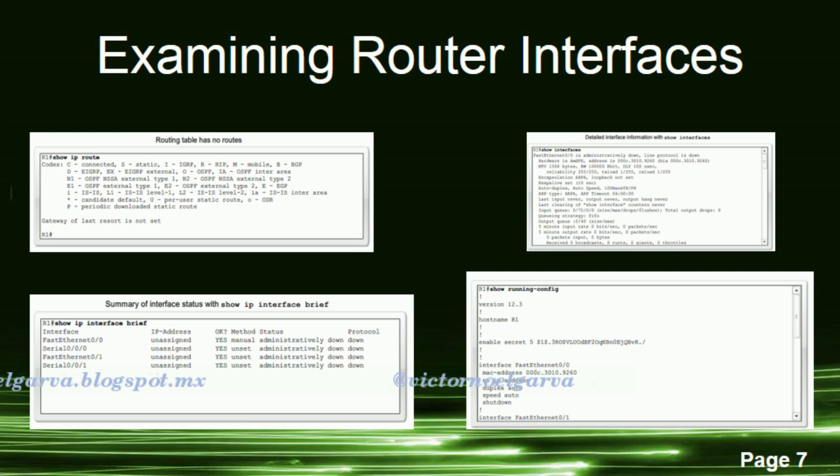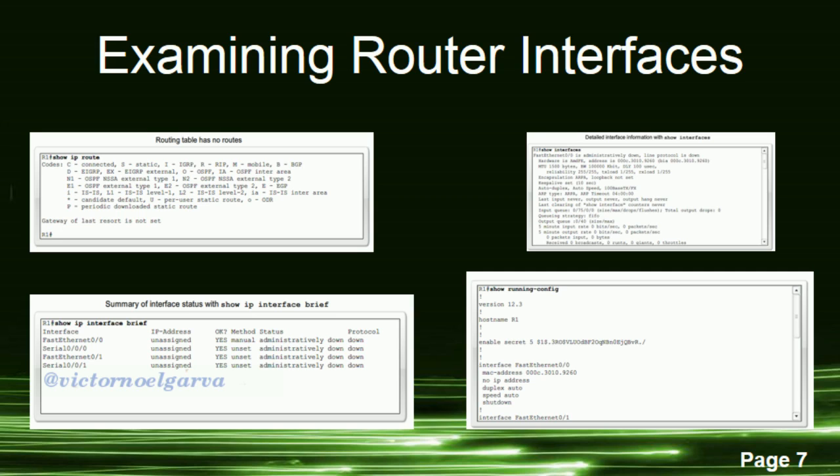Notice that the interface is administratively down and the line protocol is down. Administratively down means that the interface is currently in the shutdown mode, or turned off. Line protocol is down means, in this case, that the interface is not receiving a carrier signal from a switch or the hub. This condition may also be due to the fact that the interface is in shutdown mode.